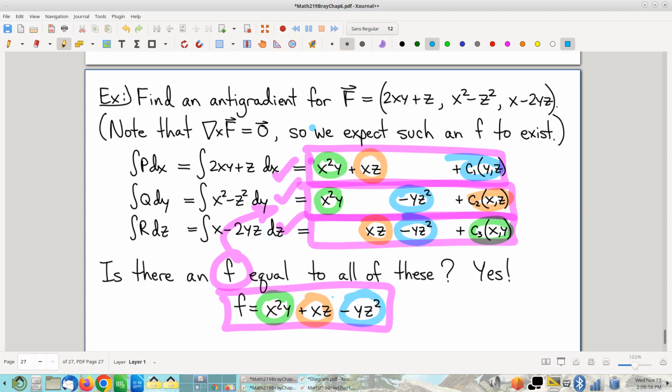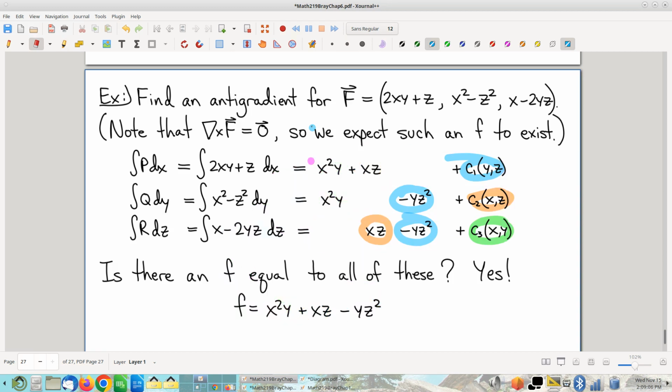Does that work for everybody? Everybody happy? It's a nice little method. It's very straightforward. Of course, there's some calculus to be done. There's some games to be played, but mostly pretty much straightforward. So this is how you find antigradients.